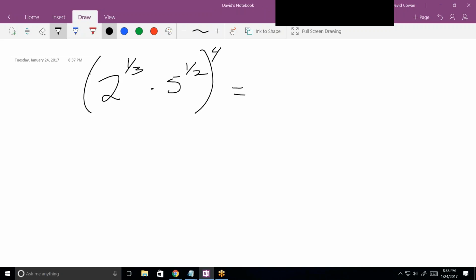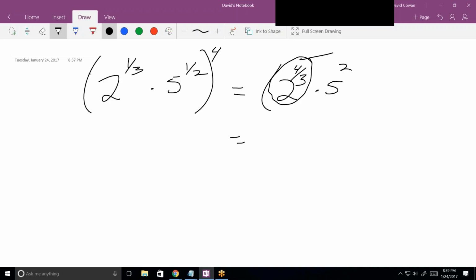So then that would be 2 to the 4/3. So all you do is multiply the 4 times the 1/3. And then 5 to the 4/2, so 5 squared. Right. Now I can't do much with that. Let's see, 2 to the 4th is 16, and 16 is not a perfect cube number. So the only way you're going to get an answer from that is from your calculator.